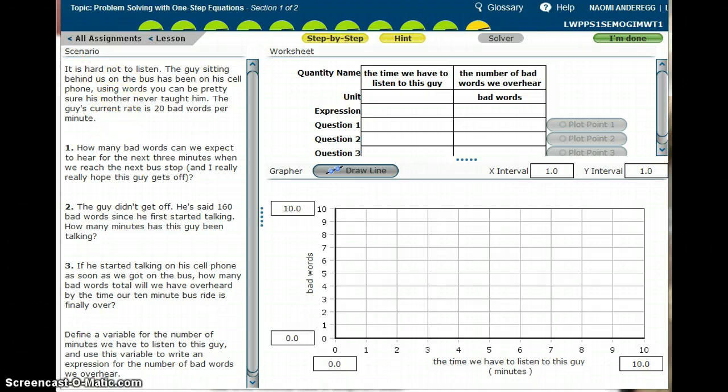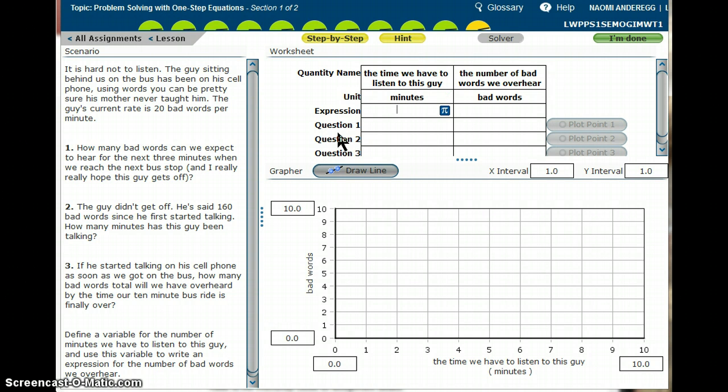So first we need to start out by figuring out what our units are going to be. The thing we can figure out is bad words, but we might be given minutes, since we can figure out how many bad words he said total based on how long he's been talking. And if you don't get that from this part of the problem, go ahead and read a little further. How many bad words can we expect to hear for the next 3 minutes? That gives us an idea of what our unit's going to be there. So minutes will be our unit.